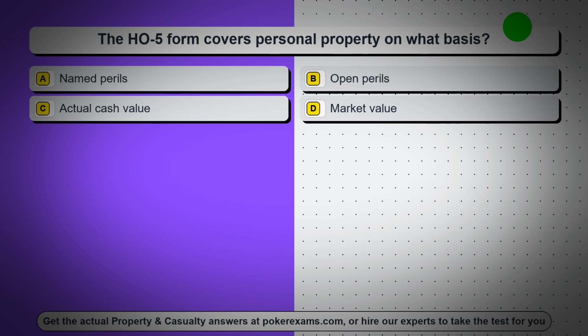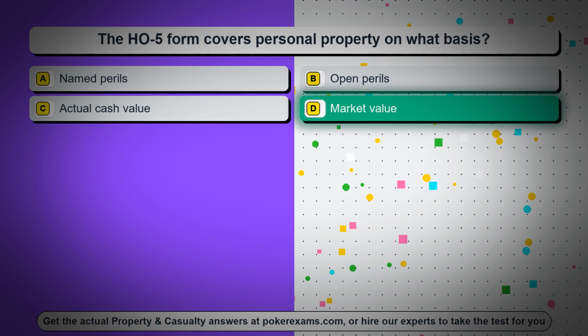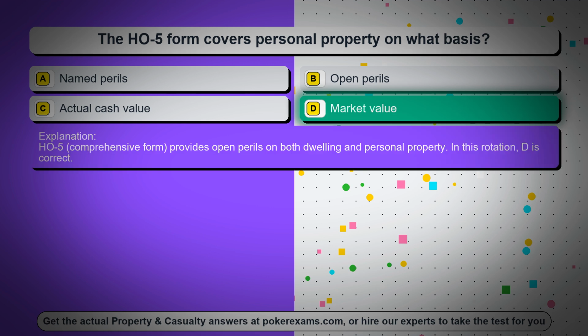Question 92. The HO5 form covers personal property on what basis? Option A, named perils. Option B, open perils. Option C, actual cash value. Option D, market value. The correct answer is option D, market value. HO5, the comprehensive form, provides open perils on both dwelling and personal property. In this rotation, D is correct.